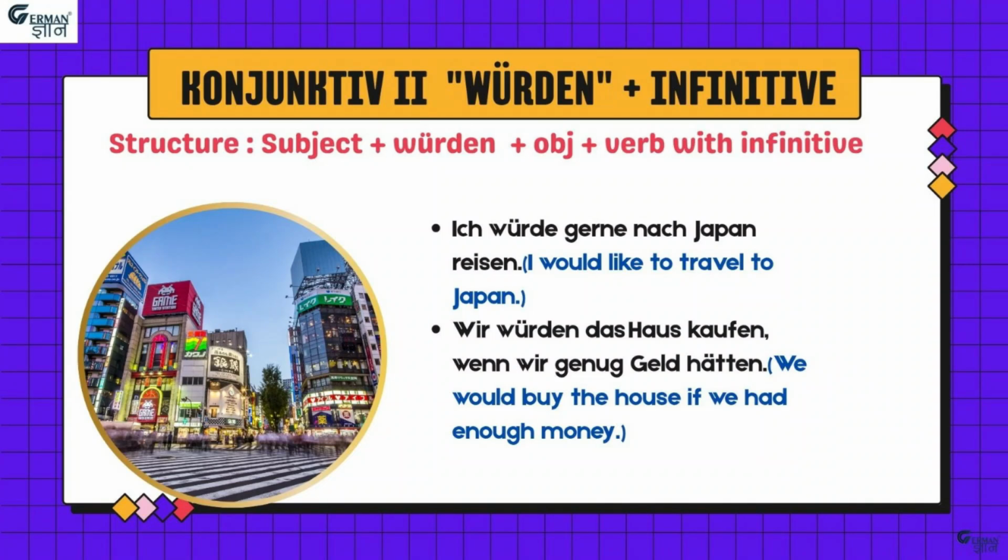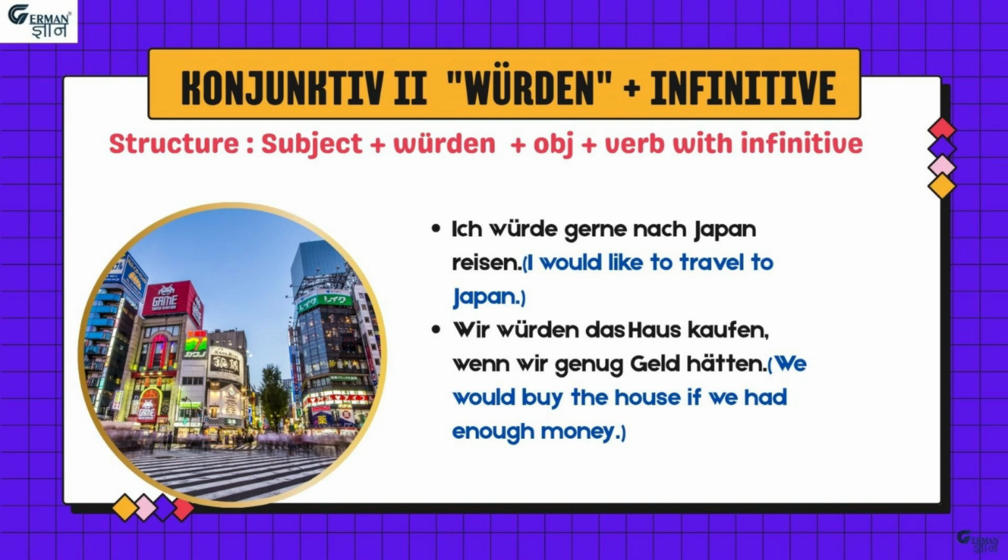So your sentence is "ich würde gern nach Japan reisen", means I would like to travel to Japan. So here I have written "würden" at the second place, which is conjugated according to the subject, and then the action verb "reisen" is at the end of the sentence.